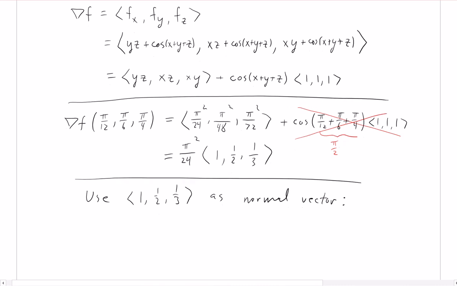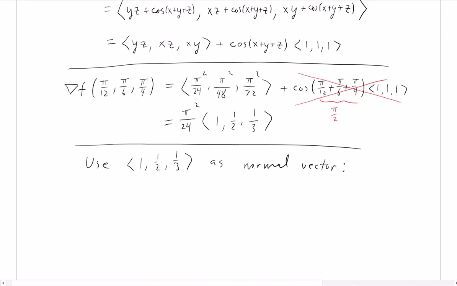And now let's write the equation for the plane. So let's remember how we do this. So it's 1 times x minus the x-coordinate of the point, which is pi over 12, plus 1/2 times y minus, the y-coordinate was pi over 6, plus 1/3 times z minus, the z-coordinate was pi over 4. And all that equals 0. And this is now the equation of the tangent plane at that point.